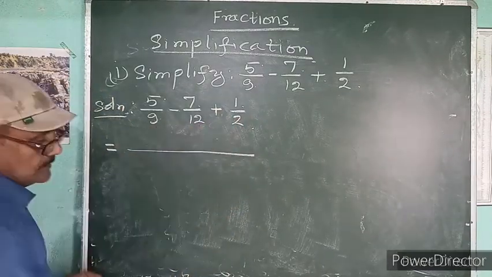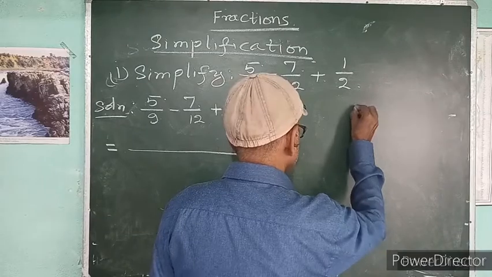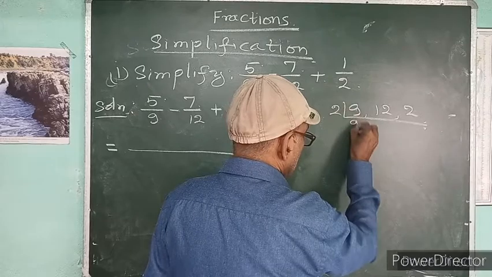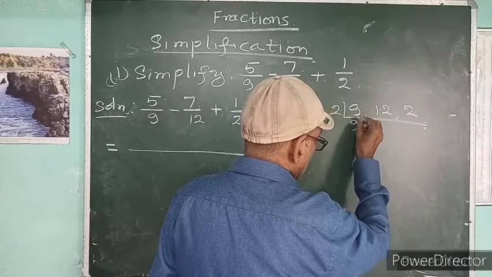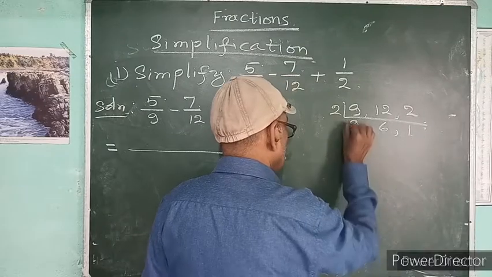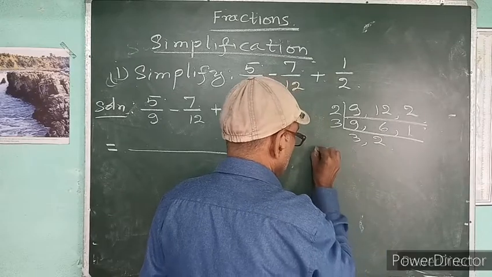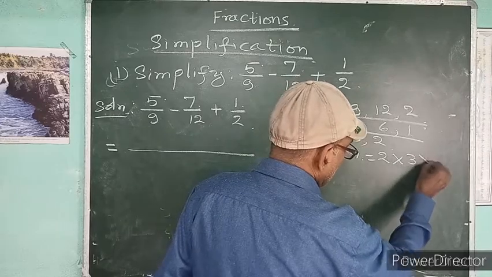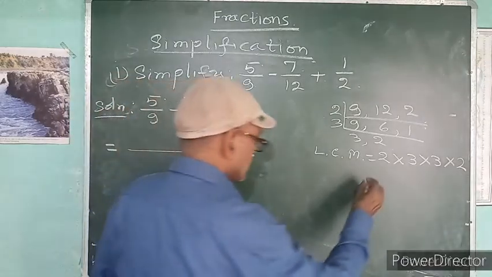Get the LCM of the denominators 9, 12 and 2. Divide these numbers by 2. This is not divisible. 2 6s are 12, 2 1s are 2. Now divide this by 3. 3 3s are 9, 3 2s are 6. So the LCM is 2 into 3 into 3 into 2, which is 36.